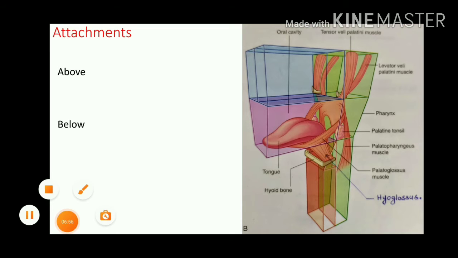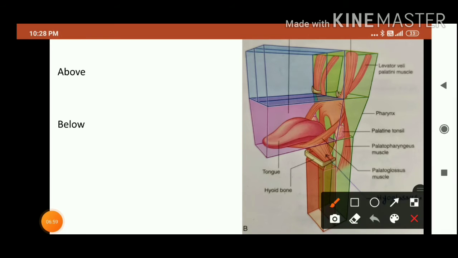Now you can see that this is basically a diagram of the attachment of the tongue, and in this diagram we highlight the various extrinsic muscles of the tongue. That is, the extrinsic muscles of the tongue are responsible for attachment of its root to various body parts. For example, the palatoglossus muscle mainly attaches the root of the tongue to the soft palate.